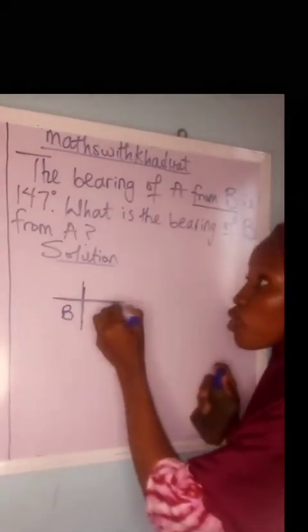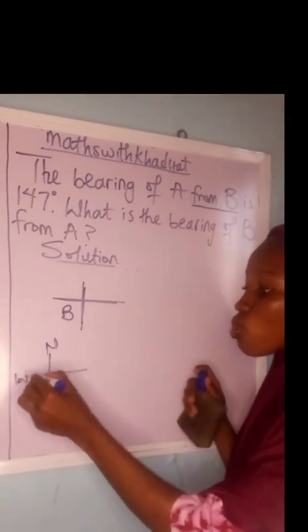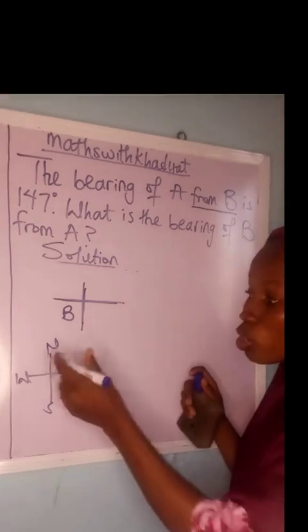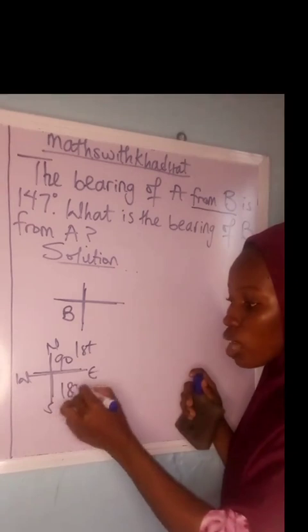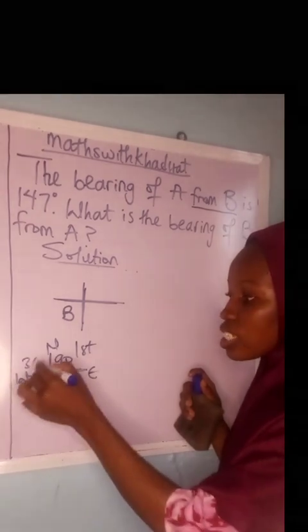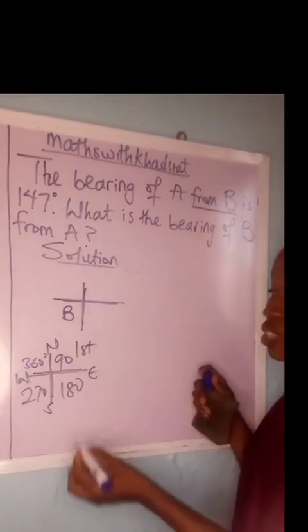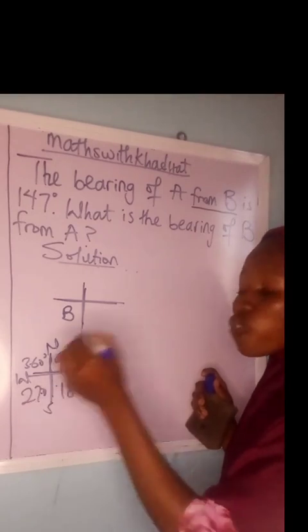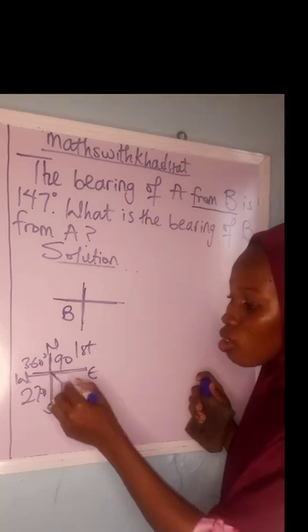If I'm going to draw that, from B is what? 147 degrees. According to the four cardinal points I mentioned, which is your north, south, west, and east, where do I say your 180 degrees or your first quadrant, second quadrant? Here is your first quadrant, which is 90. Here is 180. Here is 270, and here is 360 degrees, right? Now, where can you find 147 degrees? Is it at the first quadrant, second quadrant, third quadrant, or fourth quadrant? I'm going to be locating 147 degrees at the second quadrant.